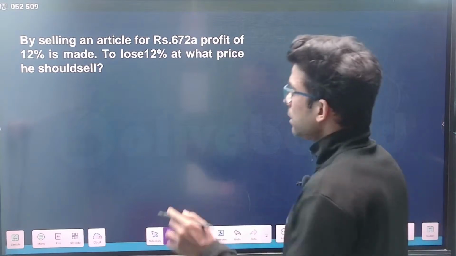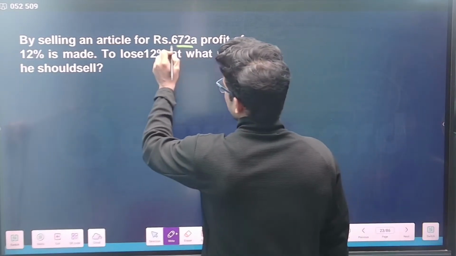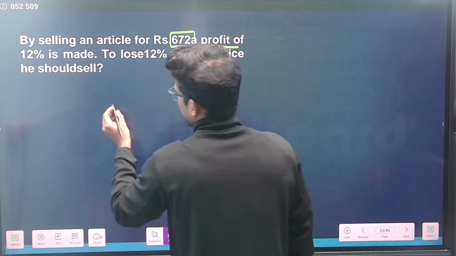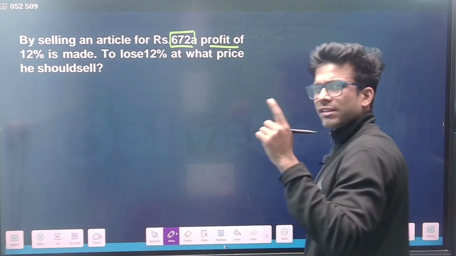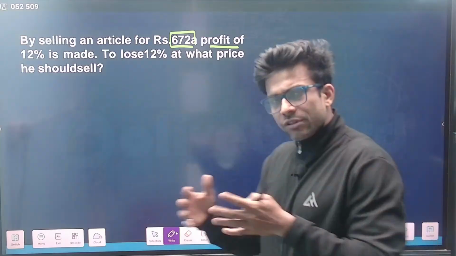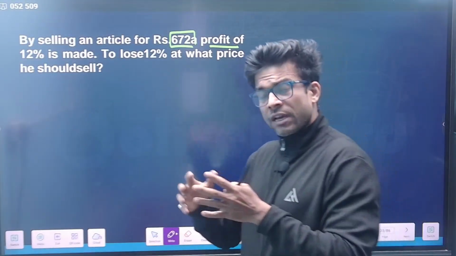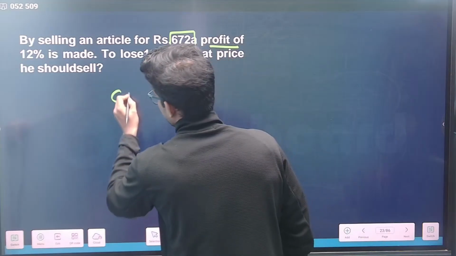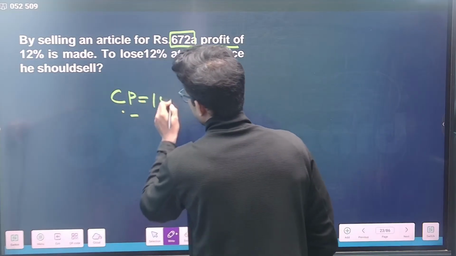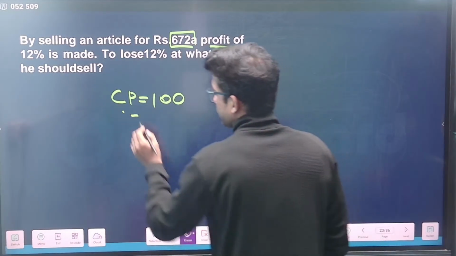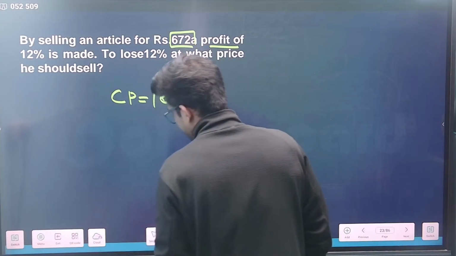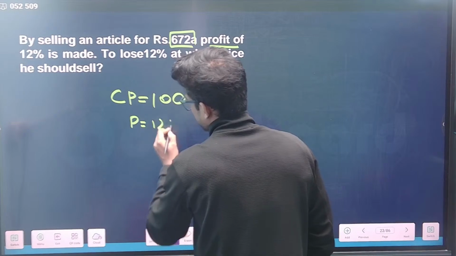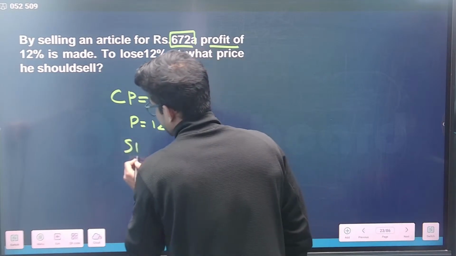I always say, if you don't know how to use this one, just wait. If the profit is given, you cannot go for the ratio method here. As I say, both methods have their own importance. So if I assume that my cost price is 100, and there is a profit of 12%, then what should be the selling price?